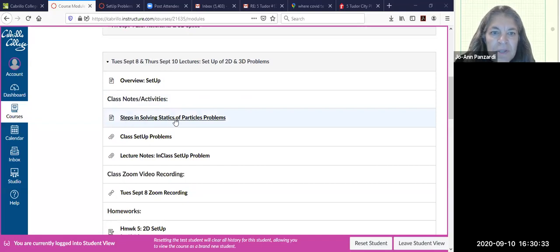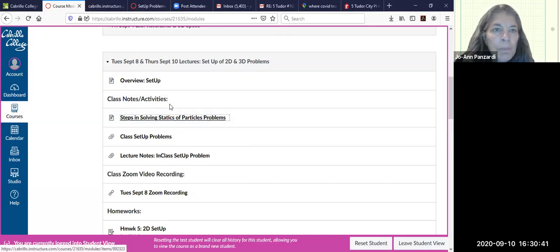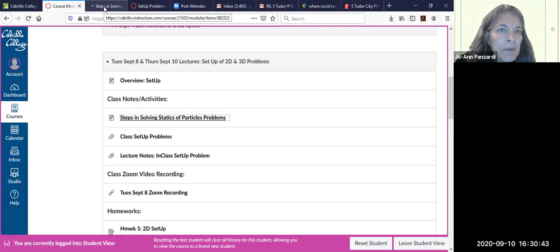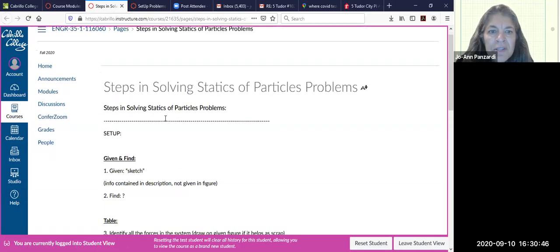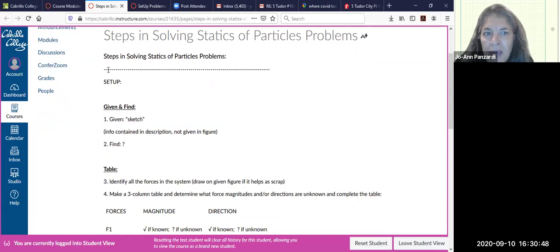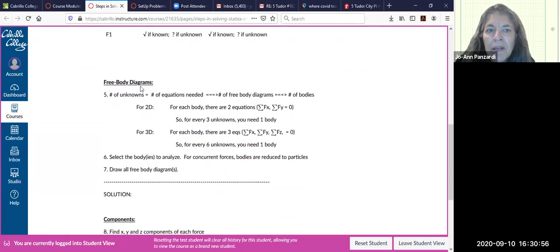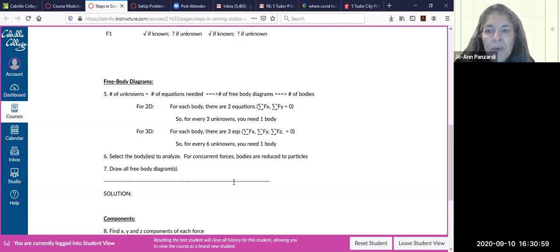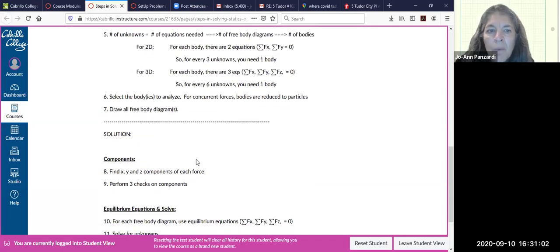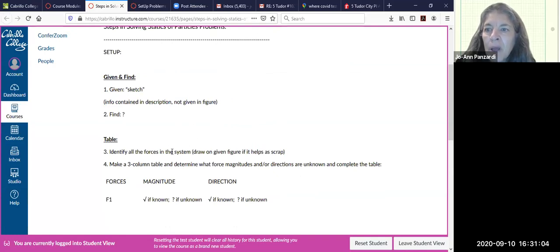Steps in solving statics problems: right click on this and open link in a new tab. And here are the steps. But the setup, notice I have a line here. The setup only includes the given and the find, the table, and the free body diagram. Then there's another line, and then the rest of it is the solutions. I want you to just be doing setup right now. I want to spend time setting up the problems in a good way, okay?